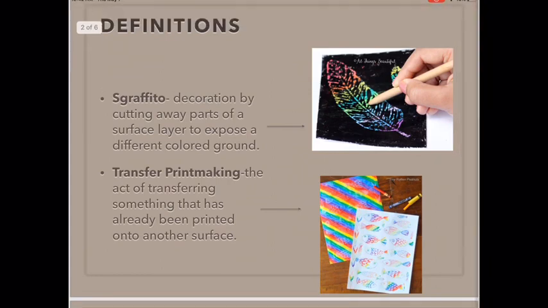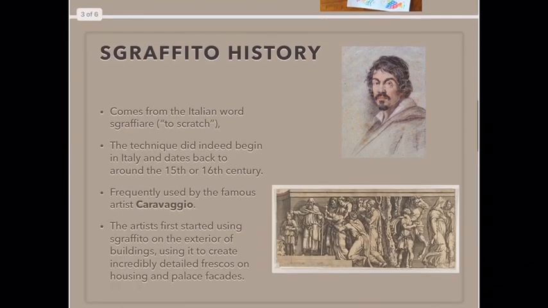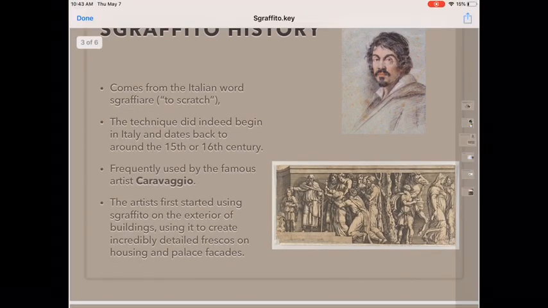So the definition for Sgraffito is decoration by cutting away parts of a surface layer to expose a different colored background. And I have that picture off to the side of the feather. That is an example of Sgraffito. And then transfer printmaking is the act of transferring something that has already been printed onto another surface. So we'll talk about Sgraffito first.